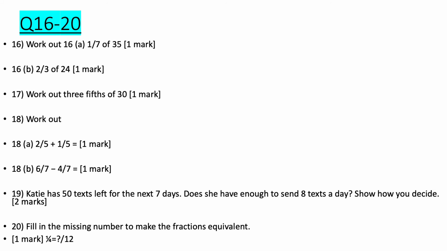This is question number 16. 16 part A says work out 1/7 of 35. Well, 1/7 means I'm dividing it by 7. So 35 divided by 7 is equal to 5, guys.